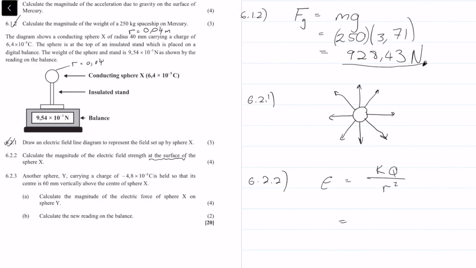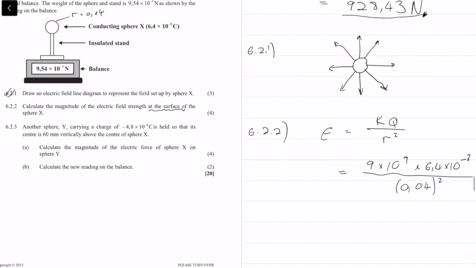So K is 9 times 10 to the 9 from our formula sheet, times the value of Q, 6.4 times 10 to the minus 8, over R, I'm going to write that as 0.04 squared. And the value of E is then equal to, if we plug this in, 360,000 newtons per coulomb.